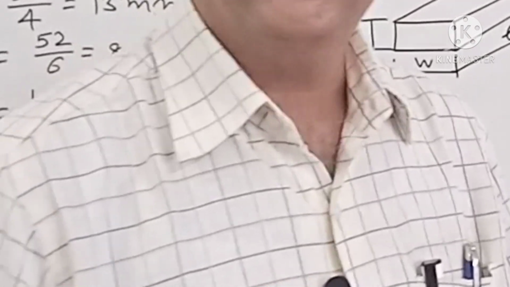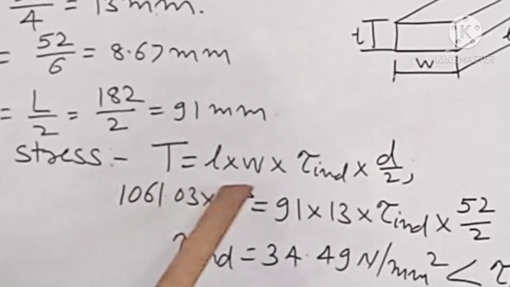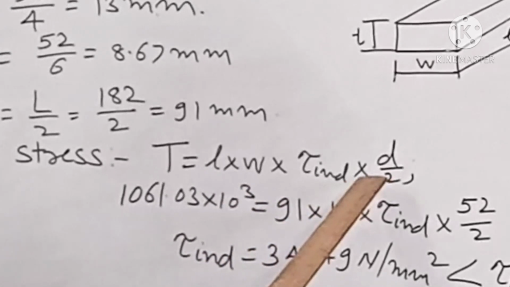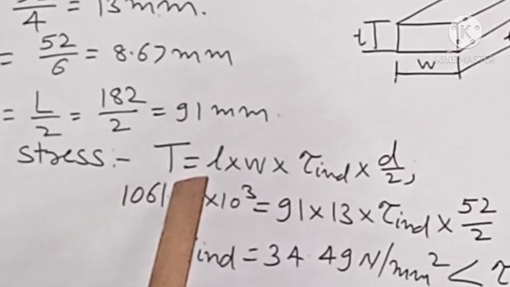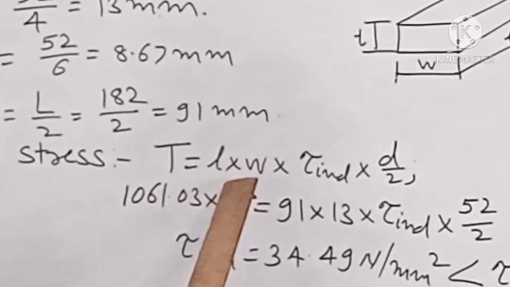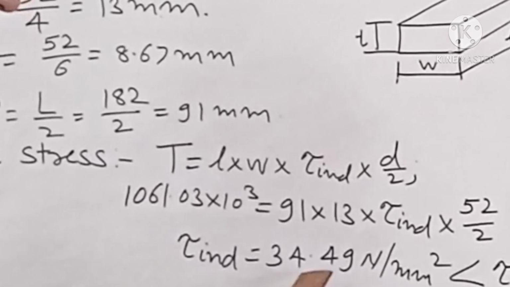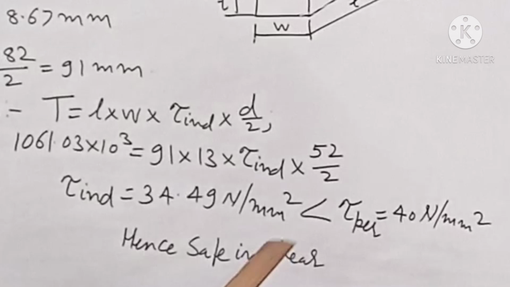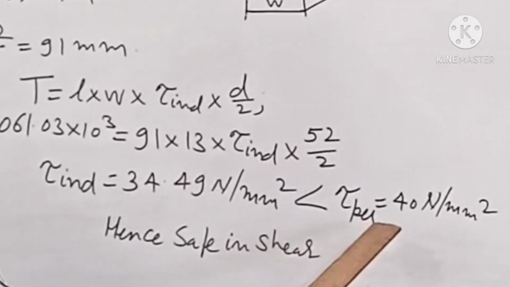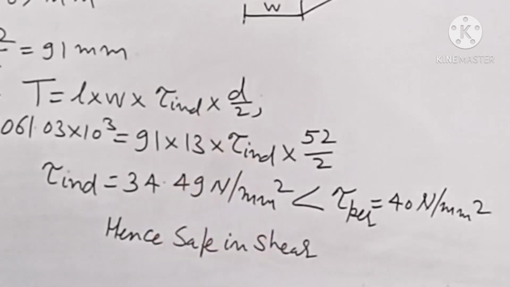Checking the dimensions of key for shear stresses. Now the torque is equal to L into w into tau induced into d by 2. Putting the values of torque, length, width and diameter, the tau induced comes out to be 34.49 Newton per mm square, that is lesser than tau permissible, that is equal to 40 Newton per mm square. Hence it is safe in shear.